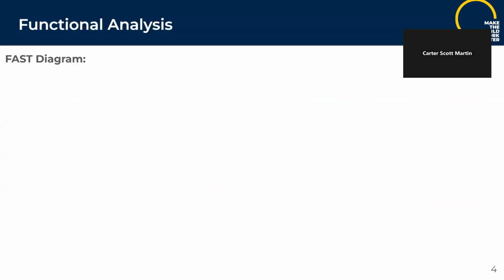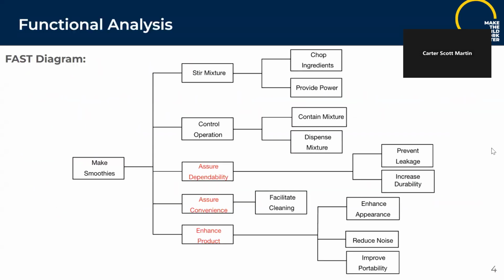So yeah, going into our functional analysis, our FAST diagram is shown here with a primary function of making smoothies, secondary functions of stirring the mixture and controlling operation, and then the other functions that help support those shown on the right. All these will appear during our report.